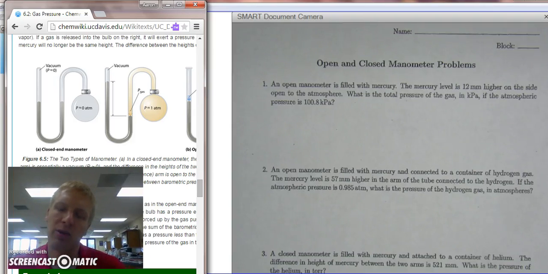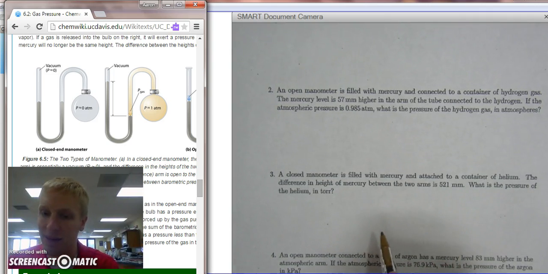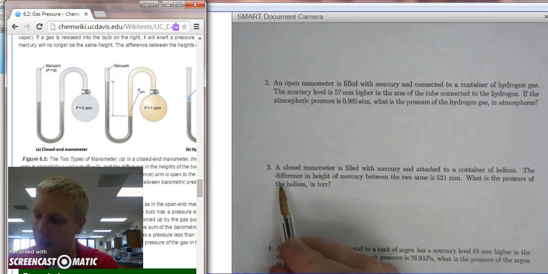Hello, in this video I'm going to be going over manometers, open and closed. First of all, what is a manometer? A manometer is a unit that measures the pressure of a gas in a closed chamber. There are closed and open, and what we're going to be doing first is a closed manometer problem. And these guys are easier than the open ones, and you'll soon find out.